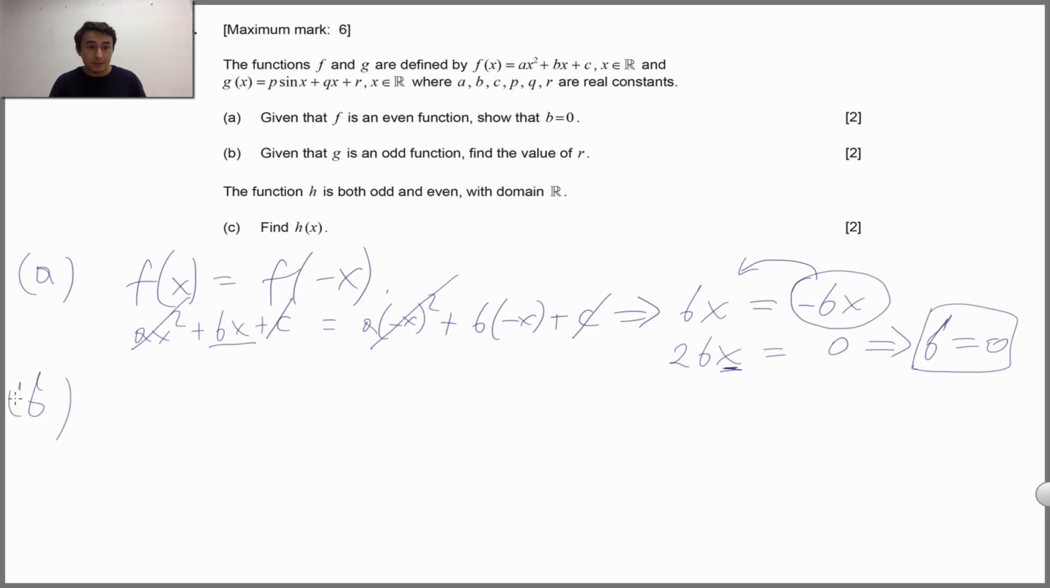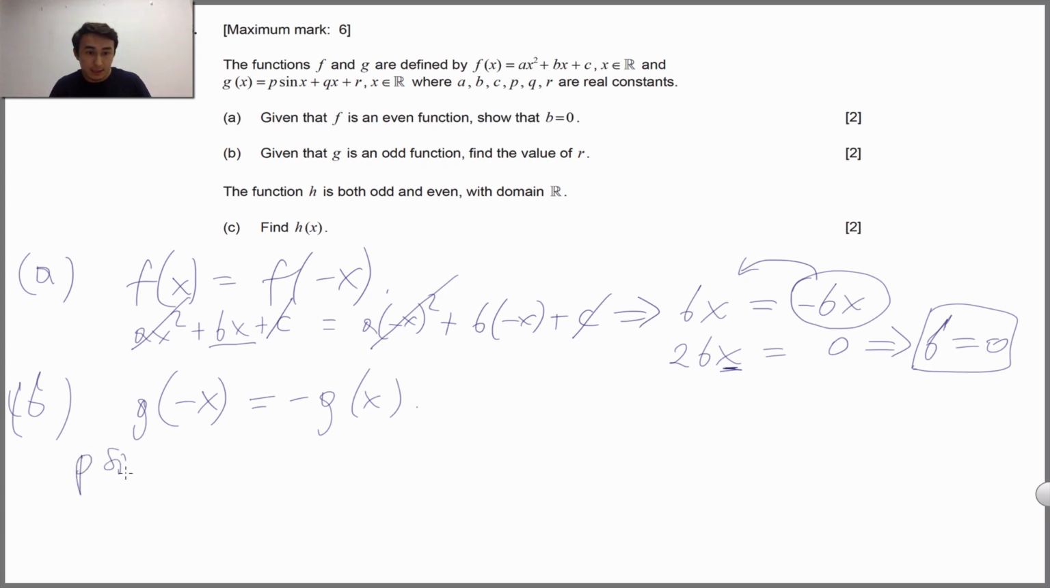I hope that's clear. Given that g is an odd function, find the value of r. Now, an odd function is defined in the following way: g of minus x is equal to negative g of x. This is the definition of an odd function. So what's g of negative x?